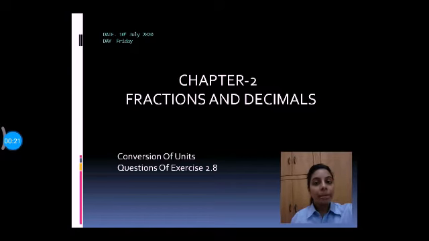Like for example, how do we measure weight? We generally use kilograms, grams, milligrams. Today we are going to see how we do conversion of these units. So let's start our class for today.